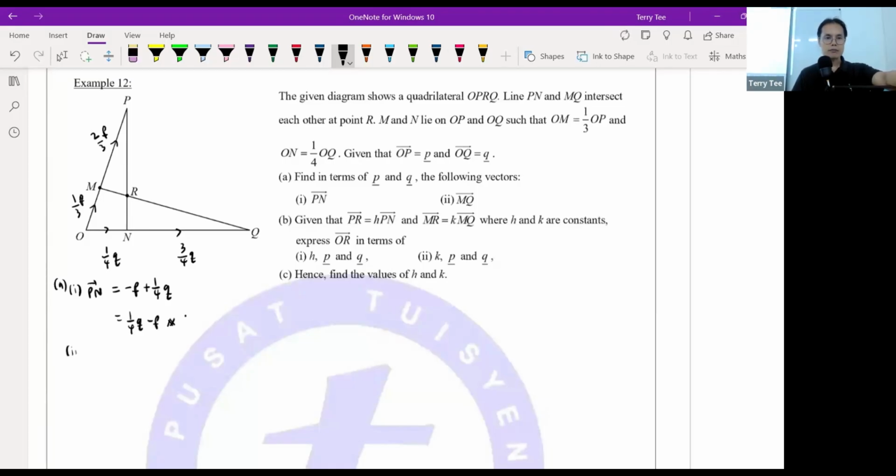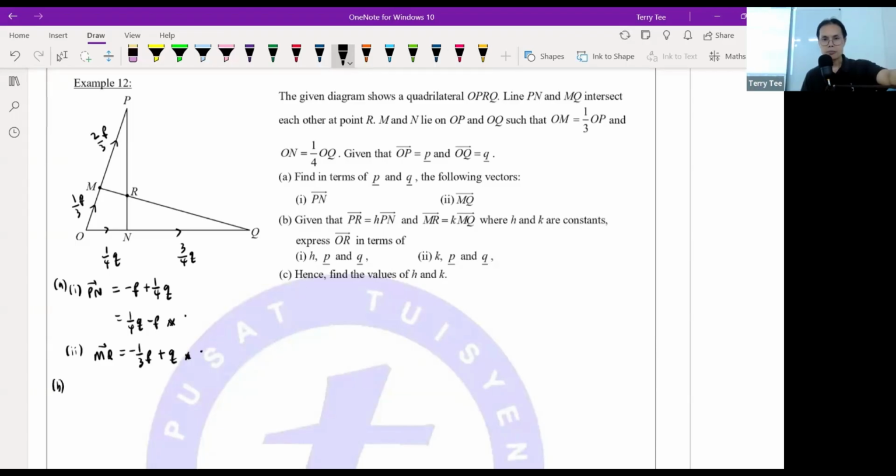Okay, second one. How about MQ? MQ, we can go M to O, O to Q. M to O, O to Q. Let me write here. It is minus 1 over 3 b plus q. Yeah, M to O to Q. That's your MQ. I got my PN, I got my MQ.